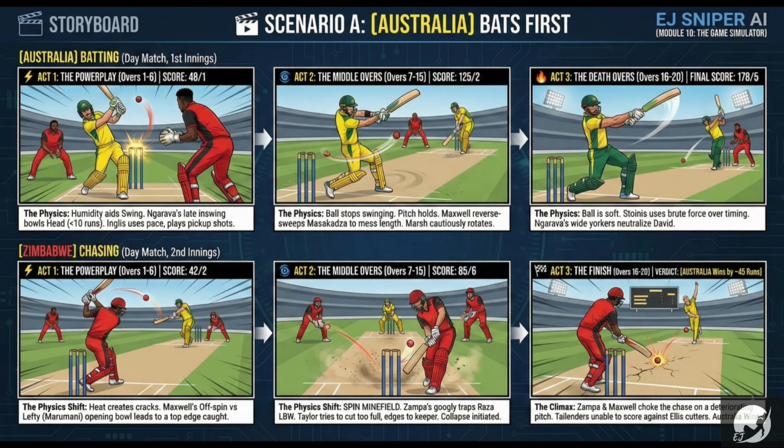The simulation verdict is clear. Australia wins by 45 runs. It is a clinical defense led by spin and cutters. Now, let's look at the alternative timeline.